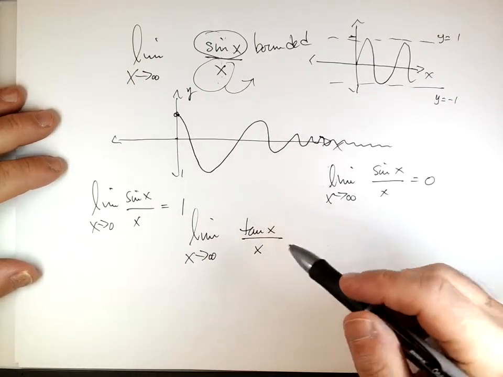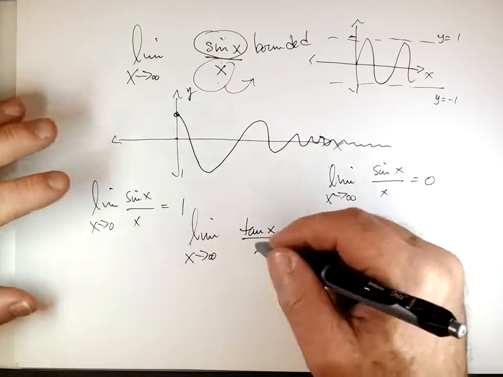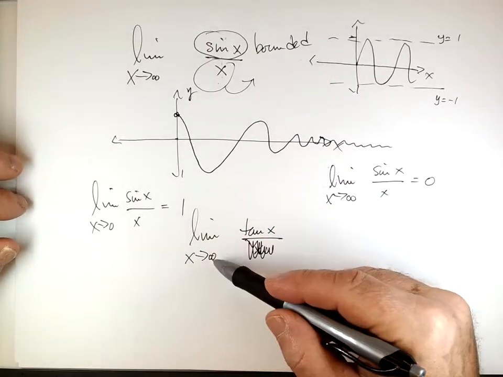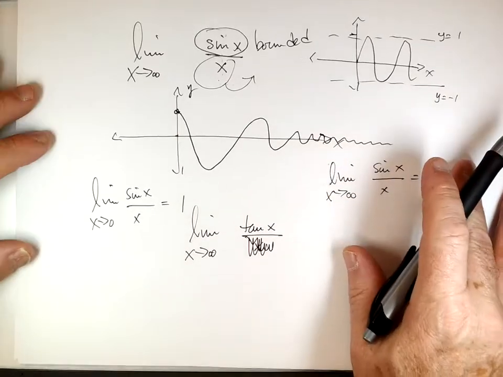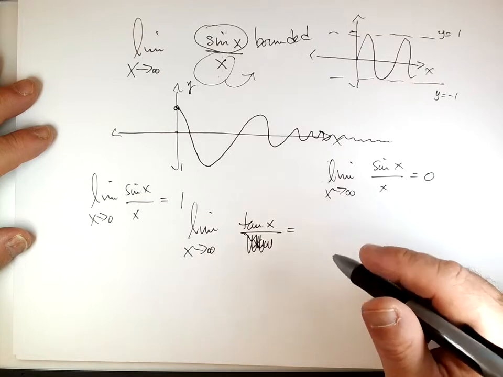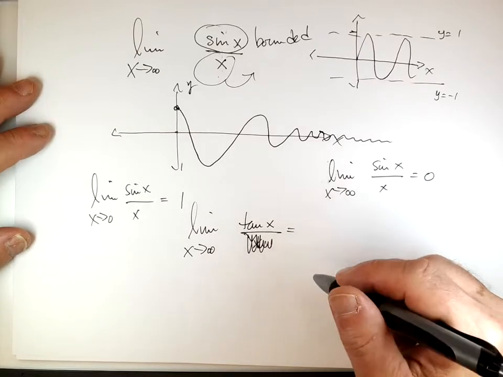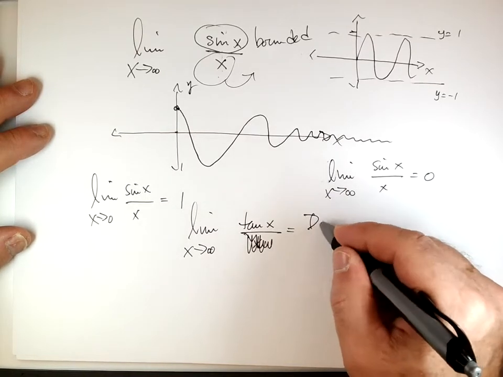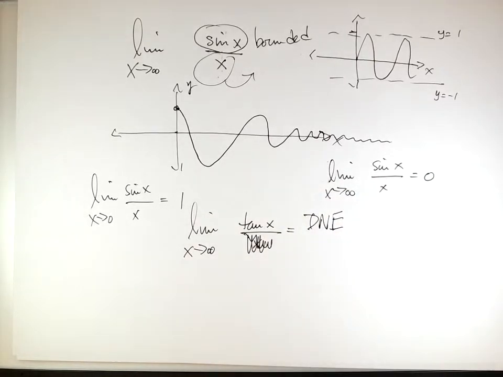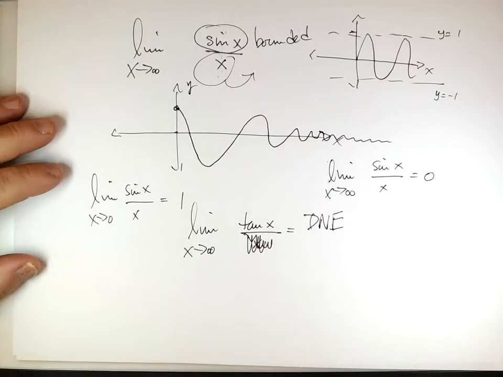Let's take a look at this one. Tangent x over x. Oh, let's just do tangent x. As x goes to infinity, what's the limit here for tangent? Is it 0? Is it 1? Infinity? It's definitely a DNE, and you can't even say infinity, because it keeps on repeating. It doesn't approach any one limit.